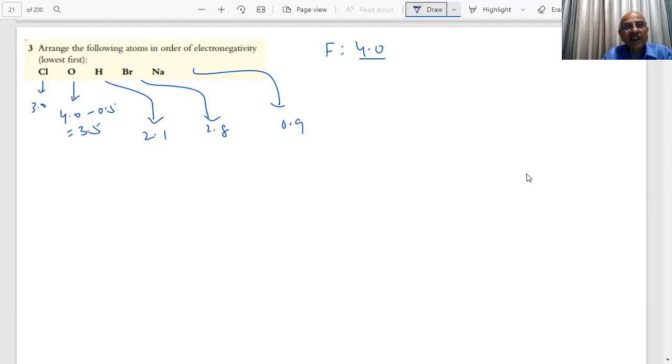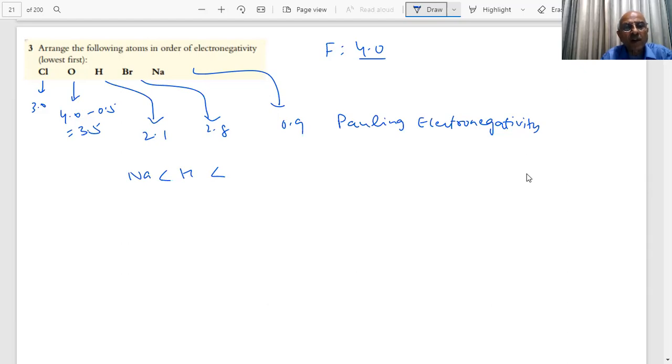So from the Pauling electronegativity scale, what can I write? Lowest first. Which is the lowest? Sodium. After that, hydrogen. Sodium is 0.9, hydrogen is 2.1.